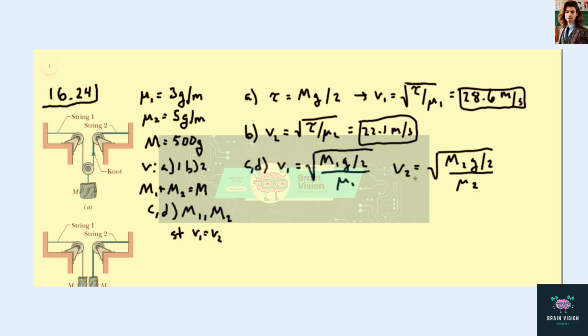So m1 plus m2, like we said here, has to equal the big M. So setting these equal to each other, we can solve for m1 and we end up finding that this is M, the total mass, divided by 1 plus the ratio of the two densities, mu2 over mu1. So m1 has to be 188 grams.